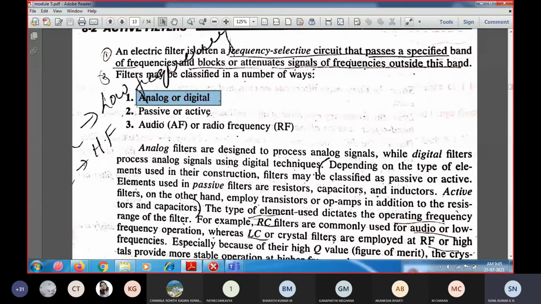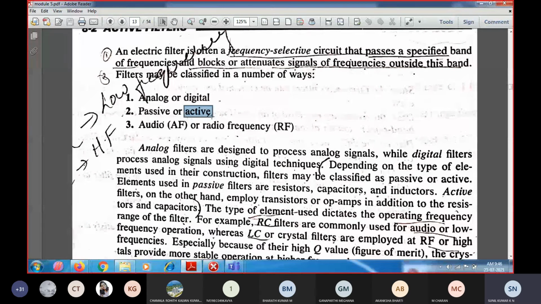So, passive filter as well as active filter. There is a classification of filters. Passive means the filter design is done using only passive components like resistor, capacitor, inductor, and so on. That type of filter is called a passive filter.